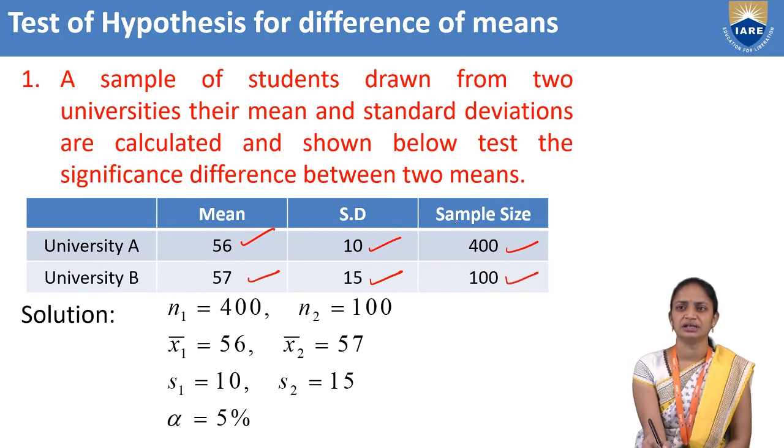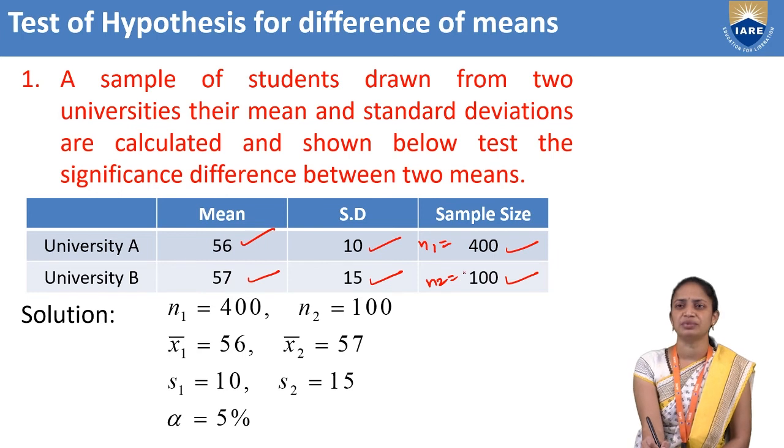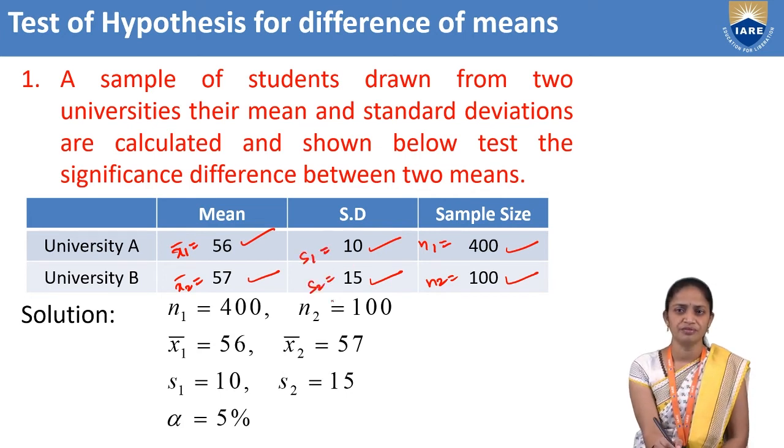So here, we know that sample size is denoted with n. Here we have two sample sizes. That's why n1 equal to 400 and n2 equal to 100. And sample means are denoted with x bar. Here we have two sample means. So that's why x1 bar equal to 56, x2 bar equal to 57. And standard deviations are denoted with s. That's why s1 equal to 10 and s2 equal to 15.